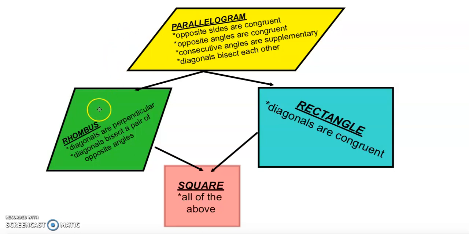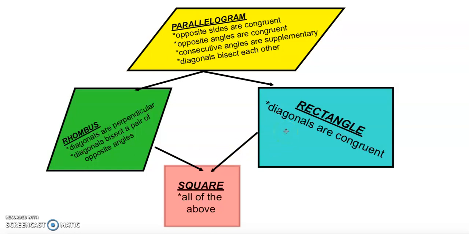So taking a look first at the rhombus, characteristics of the rhombus are the diagonals are perpendicular, so there's a 90-degree angle formed inside a rhombus when the diagonals cross. And then the diagonals actually bisect the angles of the parallelogram. So that's kind of an interesting deal there.